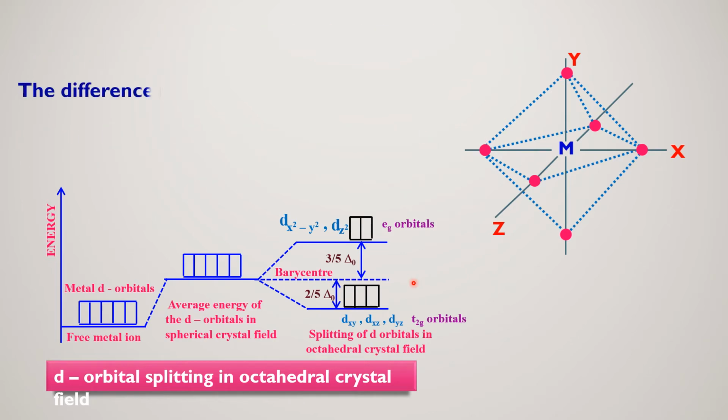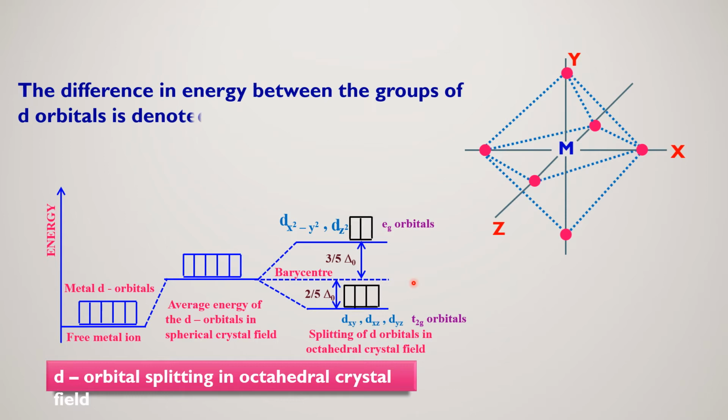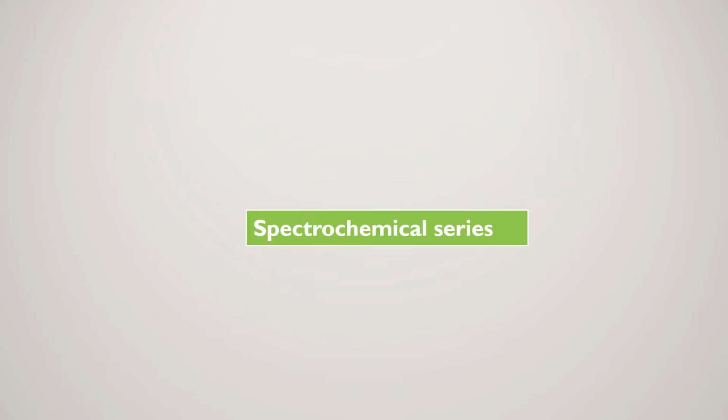Next, the difference in energy between the groups of d orbitals is denoted by delta naught, that is, subscript O, for an octahedral complex. You can see delta naught. Already we have studied the spectrochemical series.